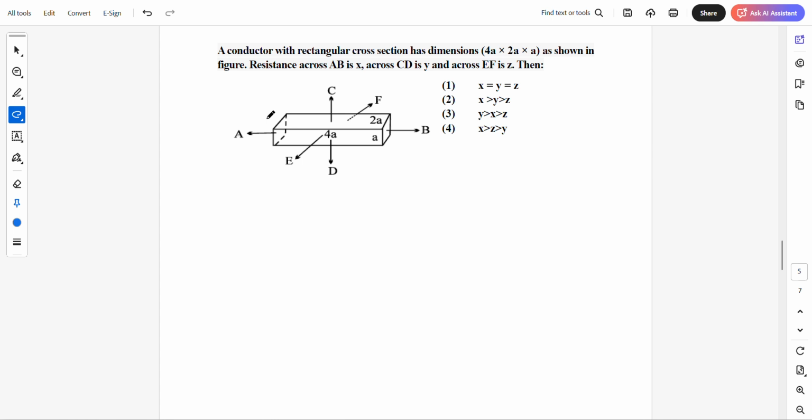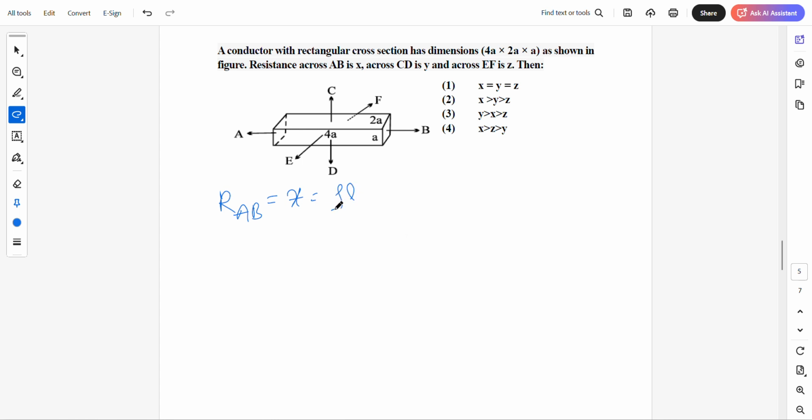Here it is saying a conductor with rectangular cross section has dimensions 4a, 2a and a. This is 4a and this is 2a and this is a. Now, as shown in figure, resistance across AB is X. What it is saying? Resistance across A and B, that is RAB, is equal to X. They have given X. We know that R is rho L by A, right?